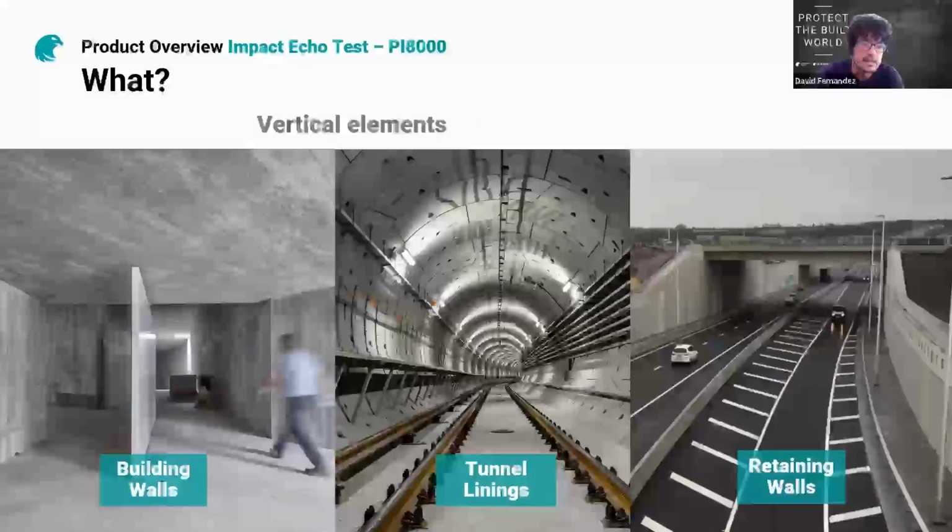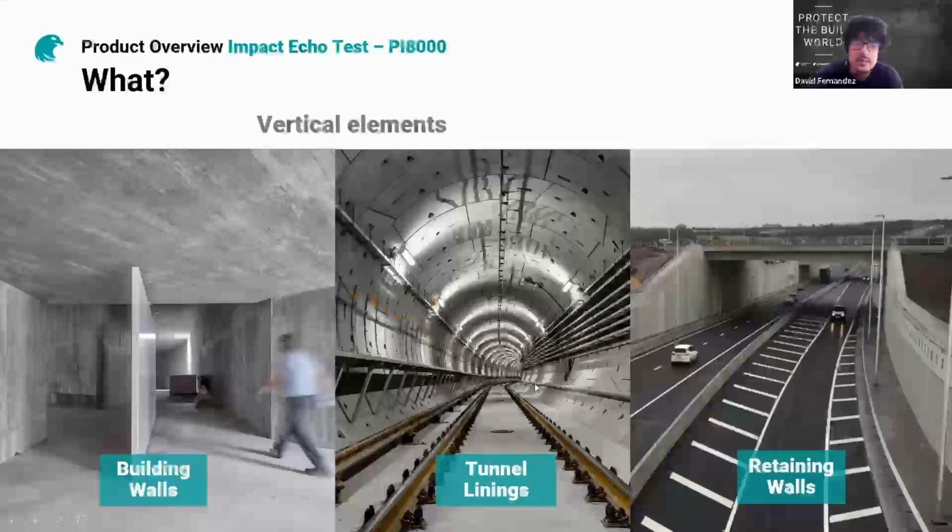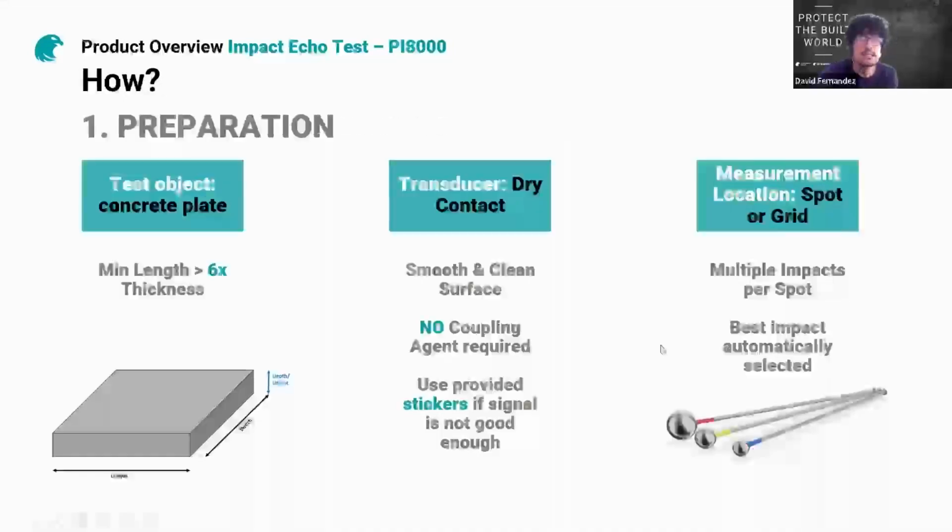For the vertical elements, we have internal building walls. We can also have retaining walls in a highway, or also tunnel linings. So any kind of these concrete elements which have a shape of a structural plate can be tested with this Impact Echo methodology. So the preparation is really important.